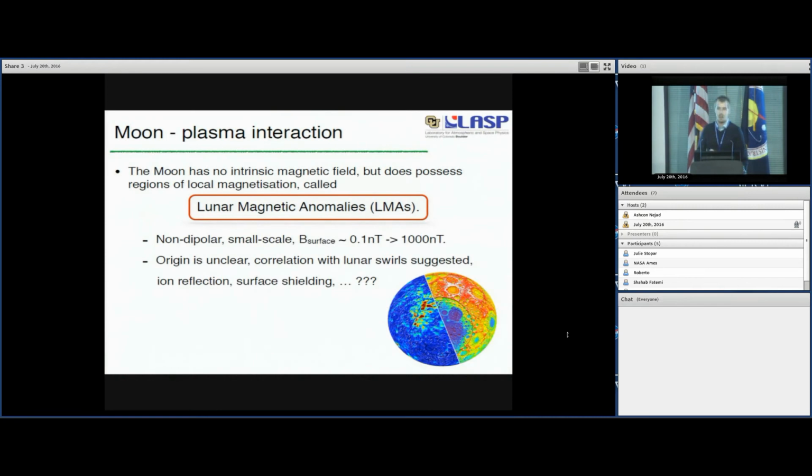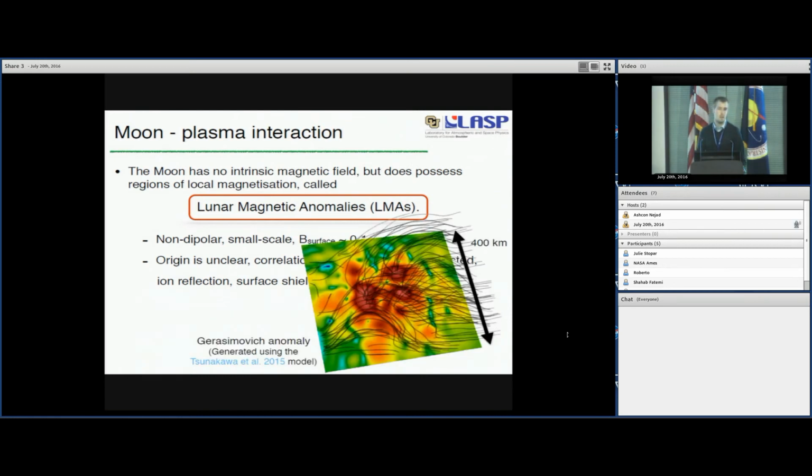So, as we all know, for the last 40, 50 years, the moon does not have an intrinsic magnetic field. It does have regions of local magnetization, which we call lunar magnetic anomalies. They are very non-dipolar, and non-dipolar is probably giving it too much credit. It's kind of a big mess. For example, this is the Gerasimovich anomaly generated by the observed magnetic field model, which we'll also use later on.